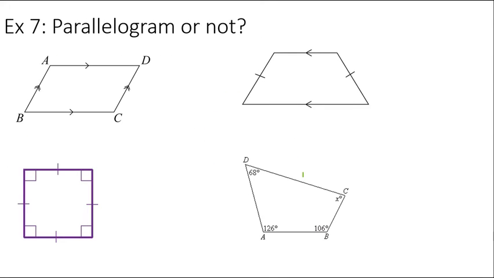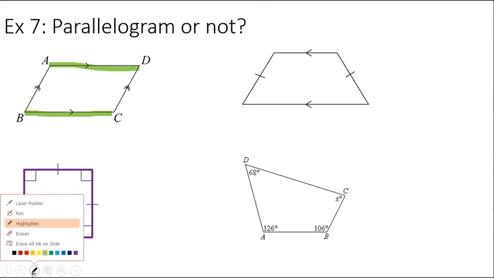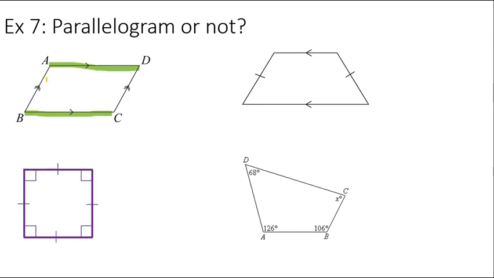Okay, so example 7, you just have to figure out are these parallelograms or not. So if you look at the first shape here, you see the little arrow there? That means that they're parallel and congruent. So that means that this segment and that segment are parallel. And then this segment and this segment are parallel. So we say the first one, that's a parallelogram.